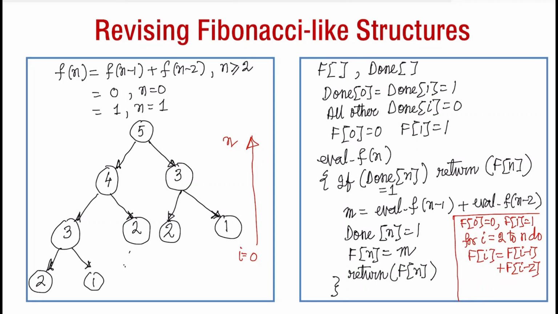We also know that we need only two additional variables, and if this recursion instead of f n minus 2 is f n minus k, then we know that we need more base conditions, and I leave it to you to work out what this generic algorithm will be.